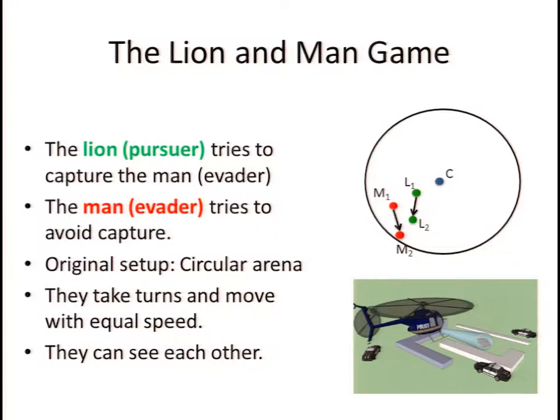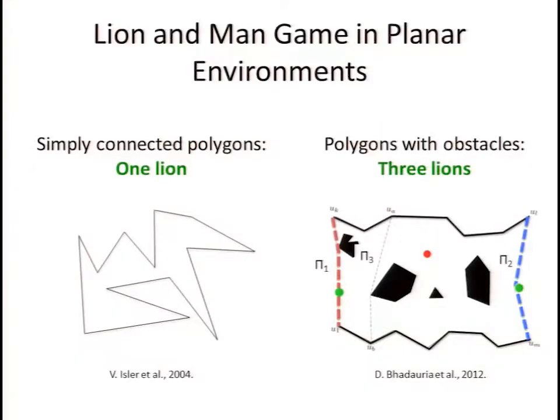So this problem has lots of applications in robotics. Search and rescue, security, and surveillance are a few examples of those applications. Now, this problem has been studied extensively in planar environments. For example, in simply connected polygons, we know that we can capture the man with a single lion. And when we add obstacles, we will need more lions. Basically, we will need 3 pursuers to guarantee capture in finite time.